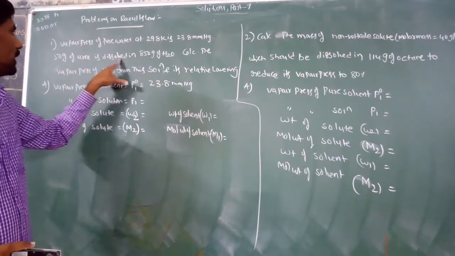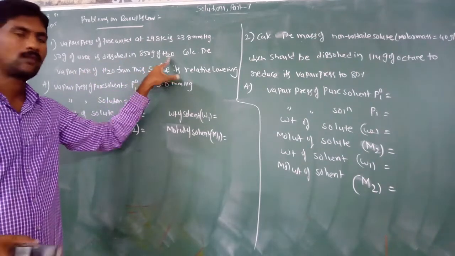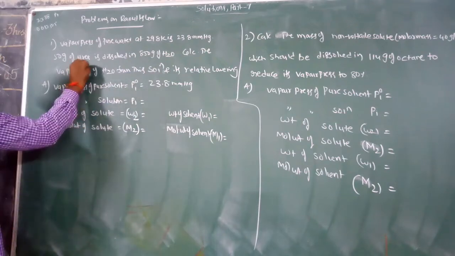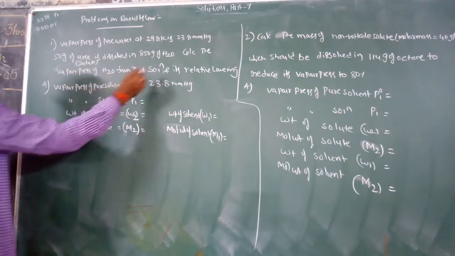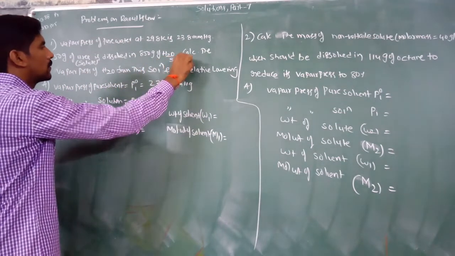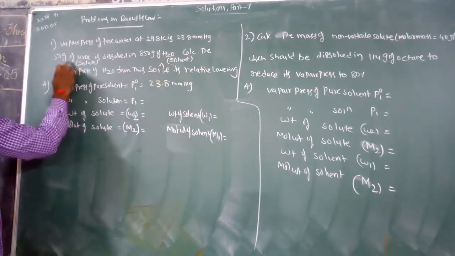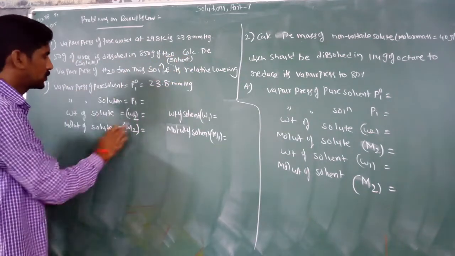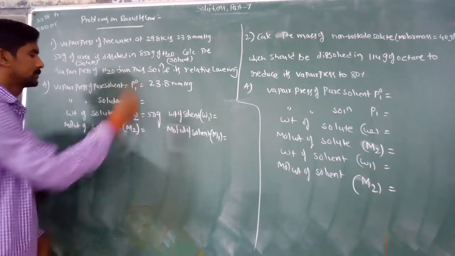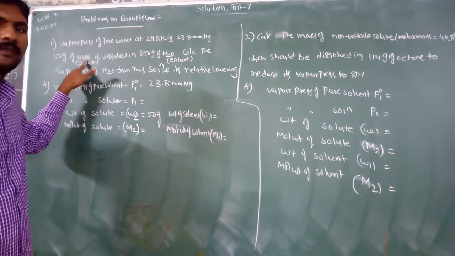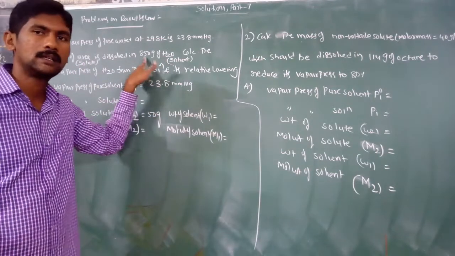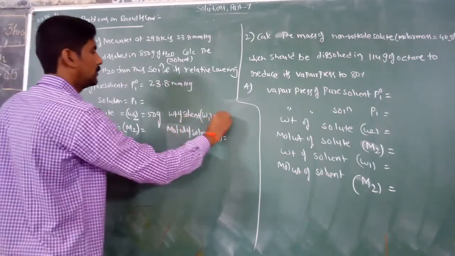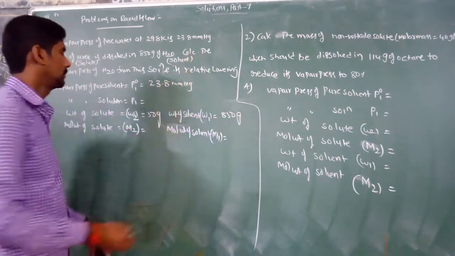50 grams of urea is dissolved in 850 grams of water. Urea is the solute, water is the solvent. So 50 grams of urea means the weight of solute is 50 grams. What is the weight of solvent? 850 grams.